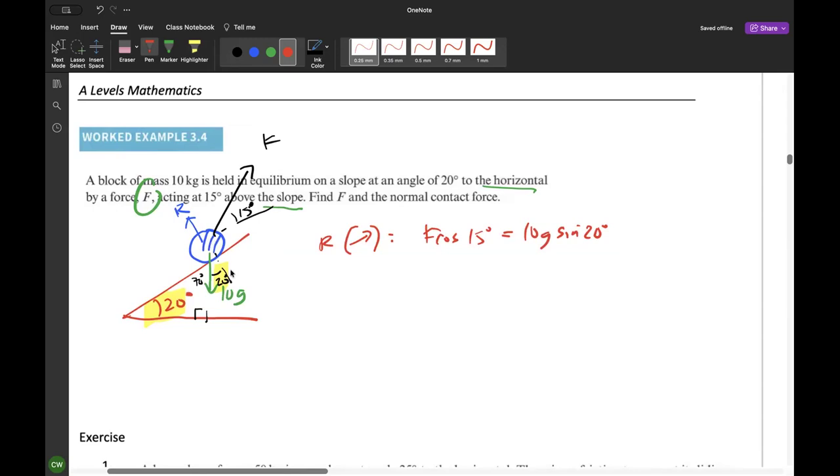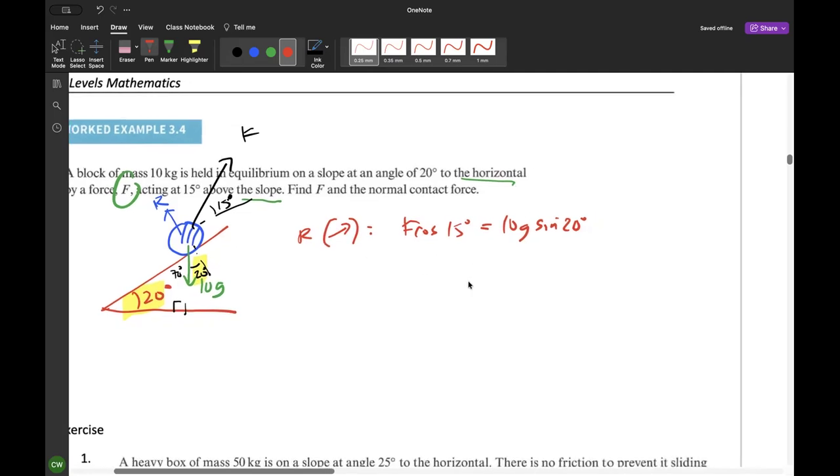F cos 15 equals 10g sin 20. So we can find the force from here. What's the force? F is 10g sin 20 divided by cos 15. How much is the force? 100 times sin 20 divided by cos 15 is 35.4.